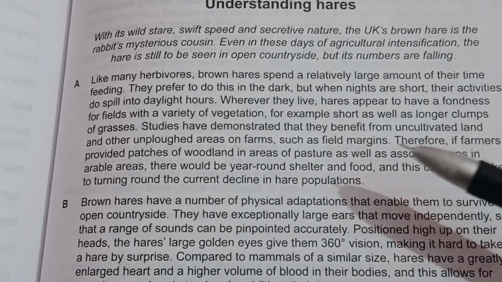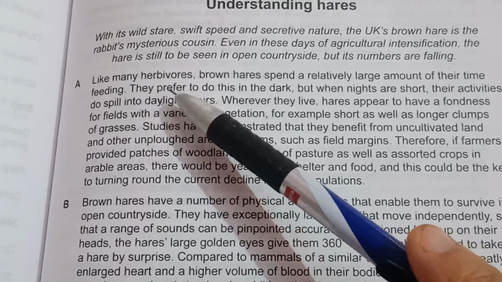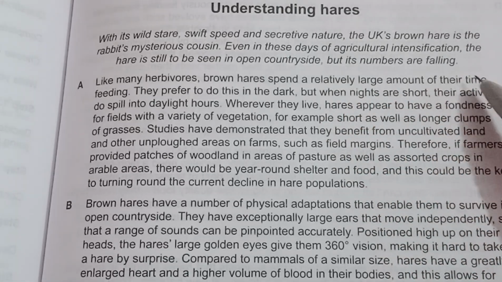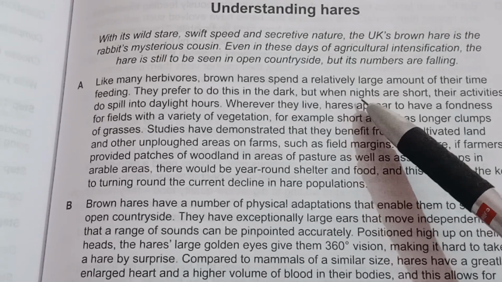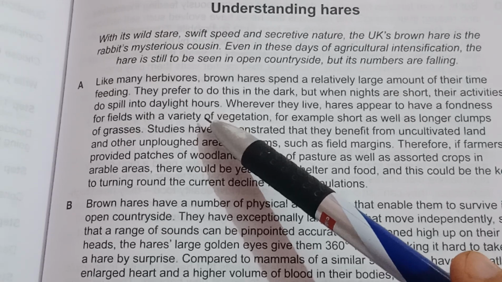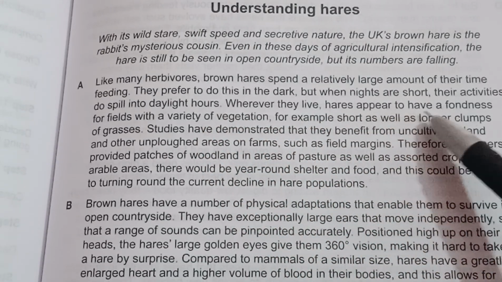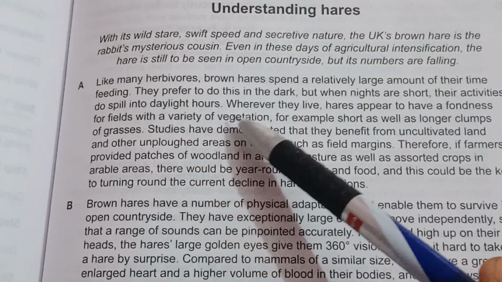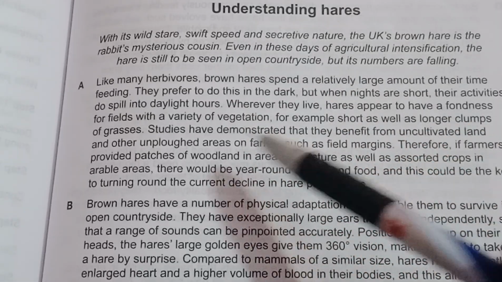by going through the different lines. So first of all, I'm searching for the location in the first paragraph. Like many herbivores, brown hares spend a relatively large amount of their time feeding. They prefer to do this in the dark, but when nights are short, their activities do spill into daylight hours. Wherever they live, hares appear to have a fondness for fields with a variety of vegetation, for example, short as well as longer clumps of grasses.